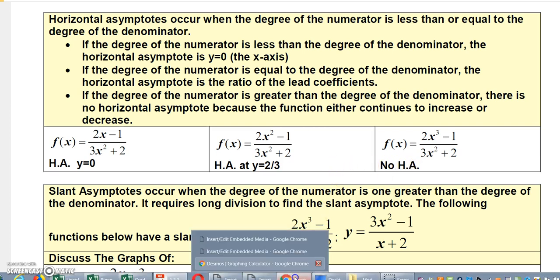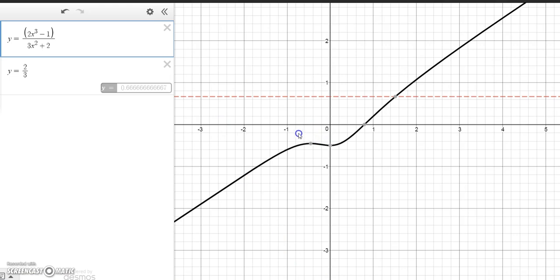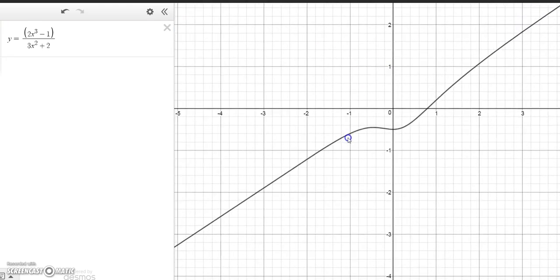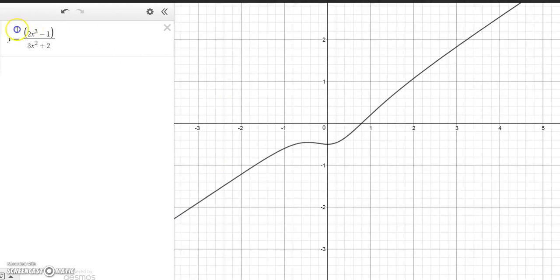And let me show you a picture of that. See, on this one, let's get rid of that previous line. Okay, so on this one, as x gets large, the y values just continue to increase. And also, as x decreases, the y values continue to decrease. So there's no leveling off for this function, so you get no horizontal asymptotes there.